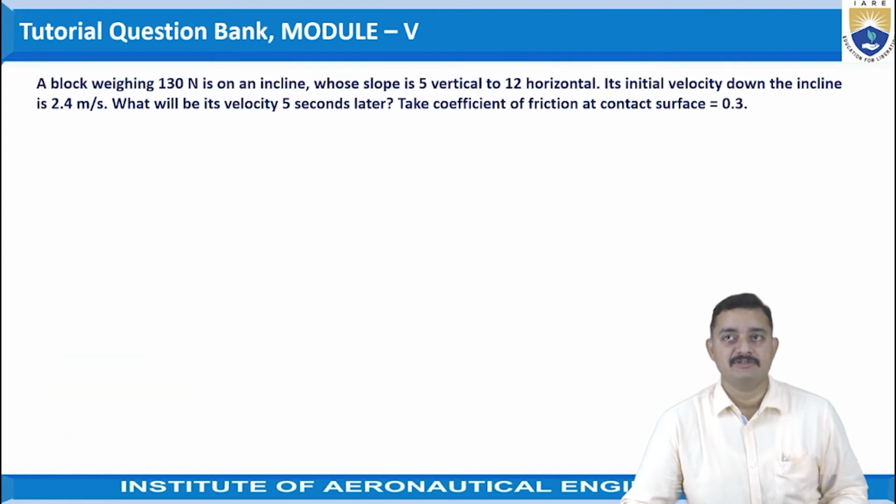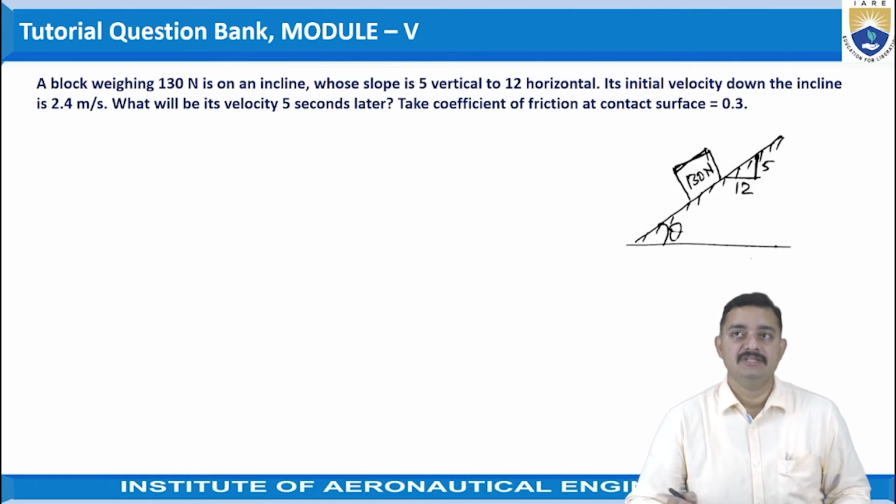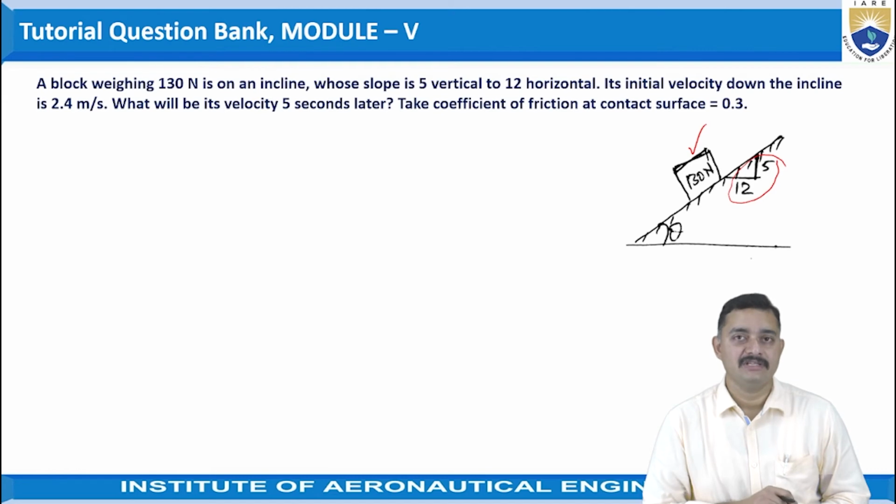Now let us go to the next problem. The problem given is: a block weighing 130 newtons is on an incline. Let us draw the figure for this. This 130 newton block is on an incline whose slope is vertical 5 to horizontal 12. So the inclination of the inclined plane on which the block is placed is given in the form of 5 vertical to 12 horizontal. So the representation would be taken like this.